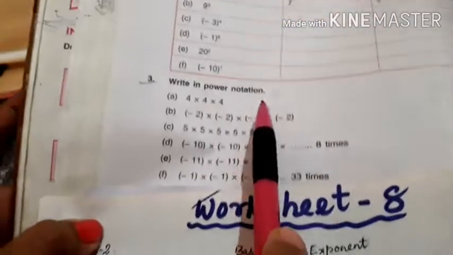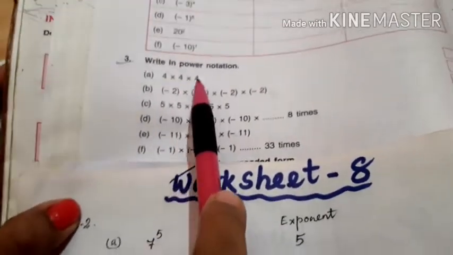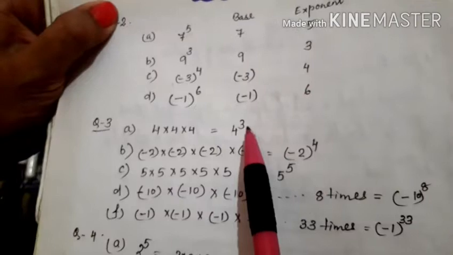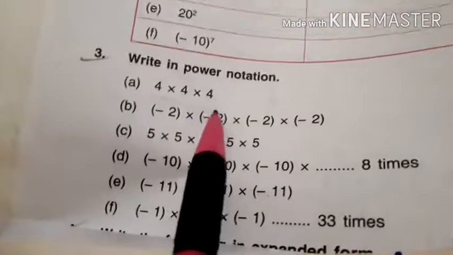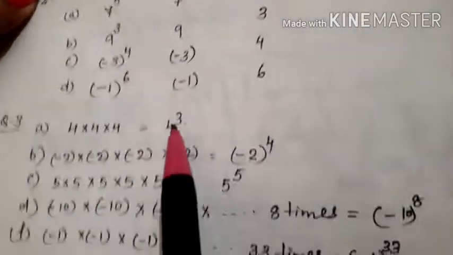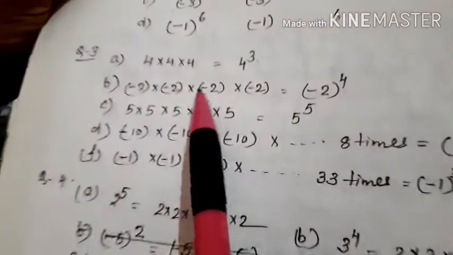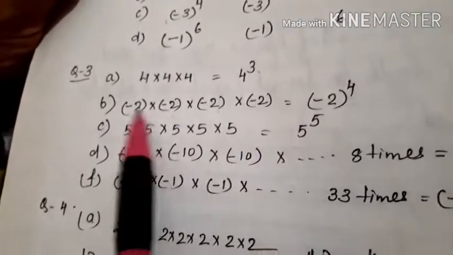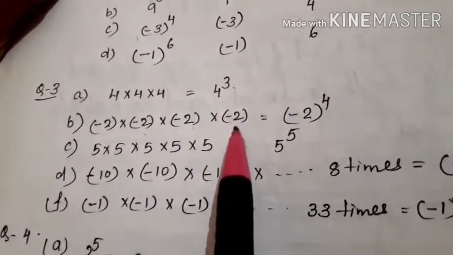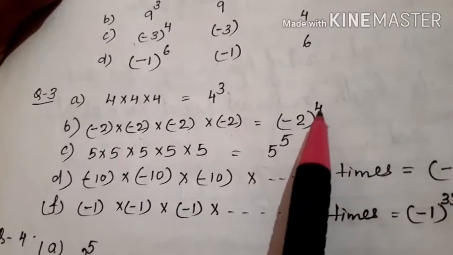Then question number 3. Write in power notation. 4 into 4 into 4. How can you write it? 4 to the power 3. How many times is 4 multiplied here? 3 times. That's why you write 4 to the power 3. B, minus 2 into minus 2 into minus 2 into minus 2. How many times is it multiplied here? 4 times. That is power 4.